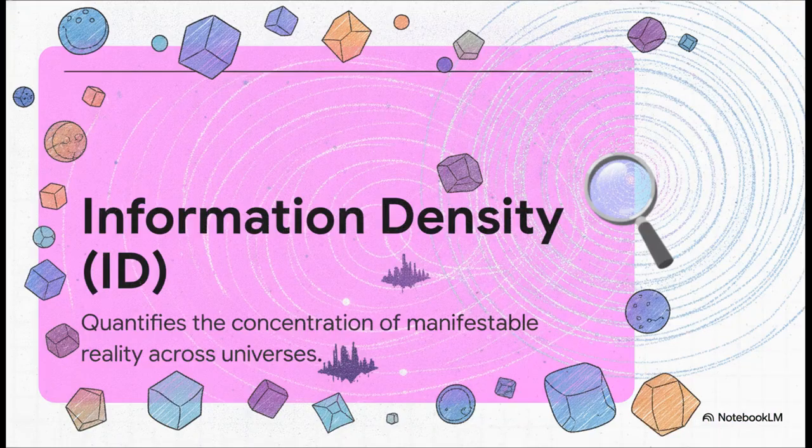So the absolutely crucial thing to understand right off the bat is this core metric, information density, or ID for short. Basically, ID quantifies the concentration of manifestable reality across different universes and versions. You can think of it like the gravitational glue of the multiverse. And it's exactly this metric that our R&D teams are exploiting to physically anchor our floating city across multiple dimensions simultaneously. Simply put, without high information density, there is no Metatropolis.